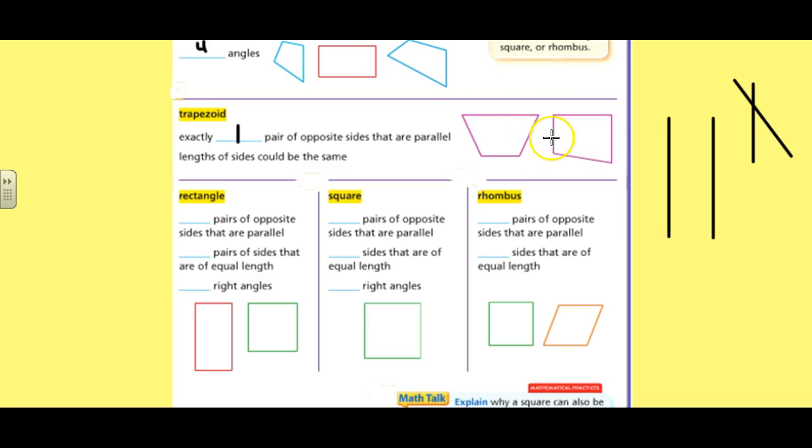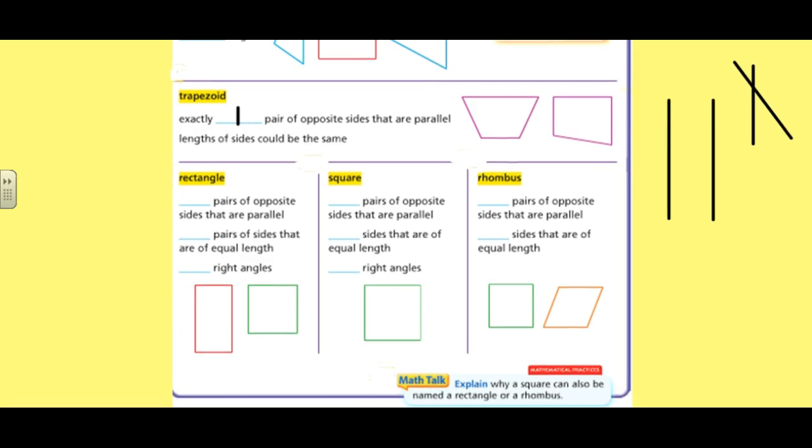I know that they look a little bit different, but the one thing that you need to remember about a trapezoid is that they have one pair of opposite sides that are parallel. The other pair of opposite sides of a trapezoid are not going to be parallel.